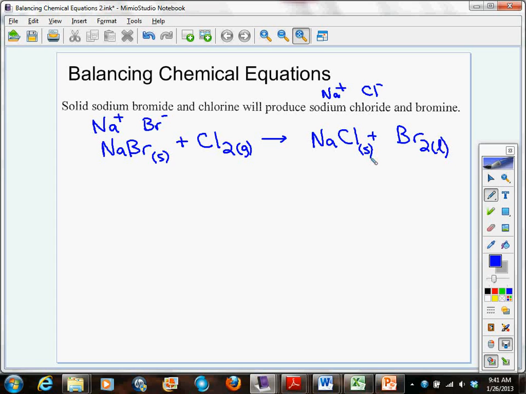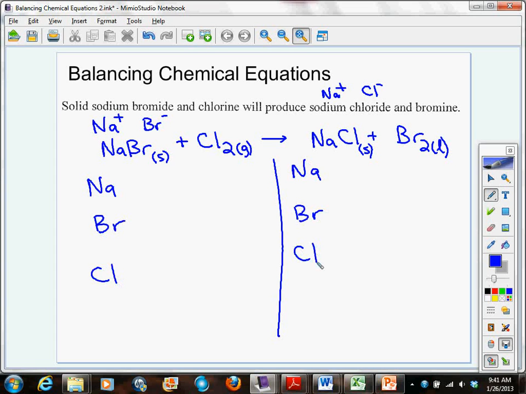So now we need to balance this. So we go with our normal balancing, and we write down all the elements that are in the equation, Na, Br, and Cl, and we do that on both sides. Na, Br, and Cl.